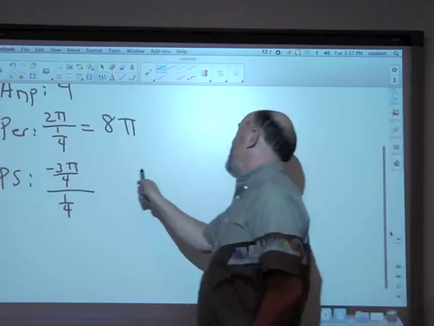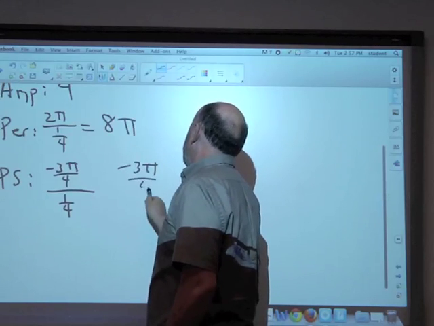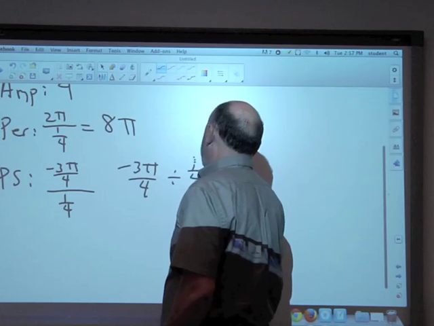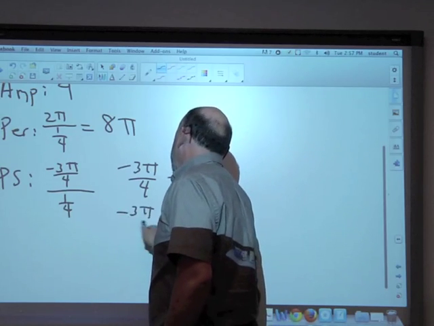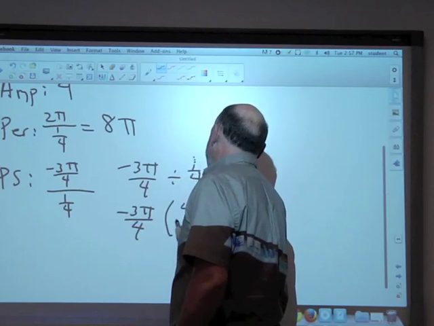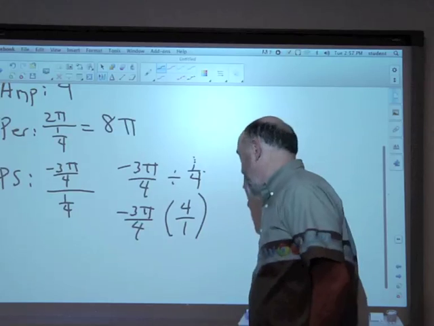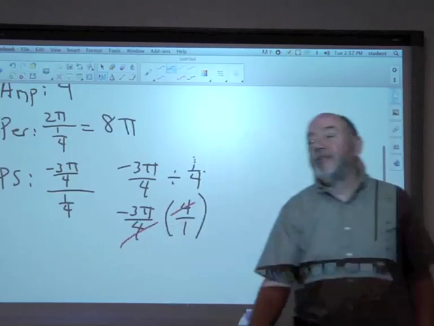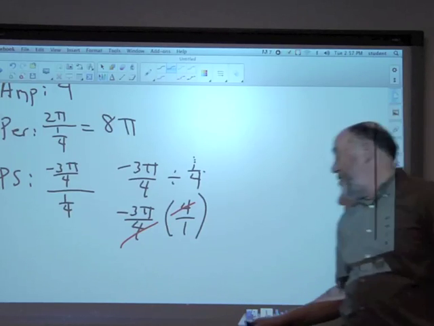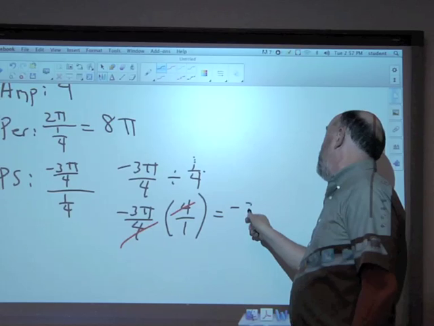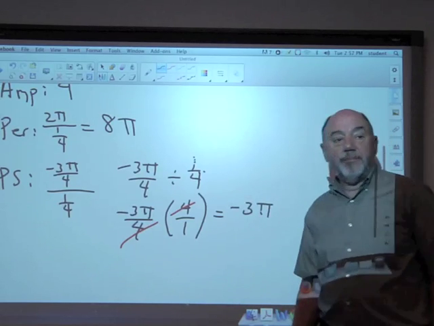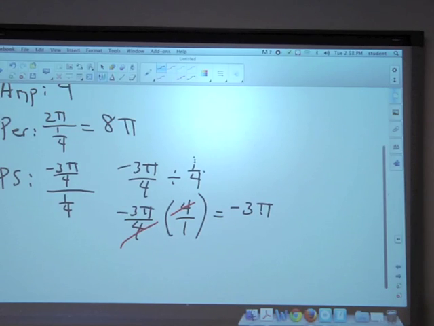Again, how does it work? It's negative 3 pi over 4 divided by 1/4. Change the sign to multiplication. This becomes 4 over 1. The 4's cancel, and we end up at negative 3 pi. So we know the amplitude, we know the period, we know the phase shift. The next thing everybody should be able to do is draw a graph.